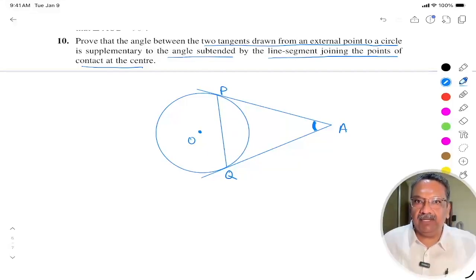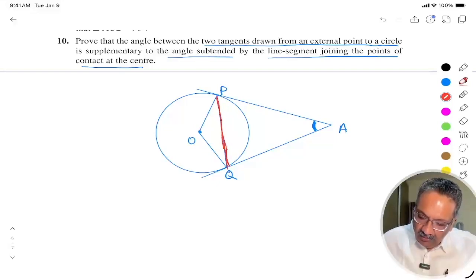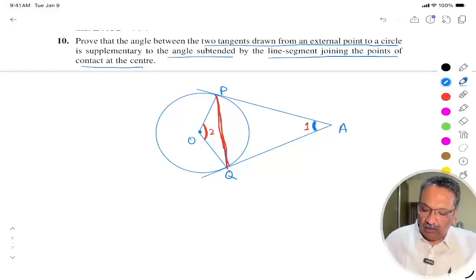Now this line segment, okay, the angle subtended by the line segment at the center. So this line segment makes an angle with the center of the circle. Which one is that? It is nothing but you join PO and OQ. So this line segment PQ is making an angle at the center. Okay, now we have to prove that this angle, the first one I will call angle 1, and this as angle 2. So you have to write all the legend.